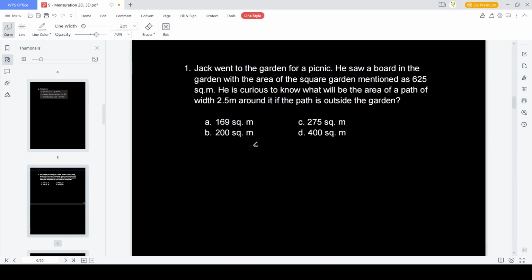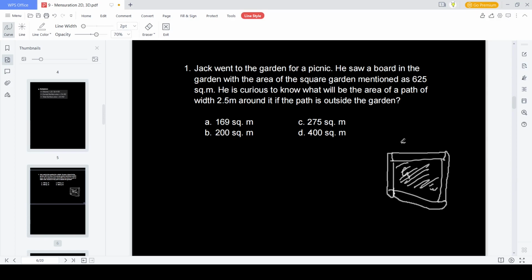So first question: Jack went to the garden for a picnic. He saw a board in the garden with the area of the square garden mentioned as 625. He is curious to know what will be the area of a path of width 2.5 meter around it if the path is outside the garden. So if this is the garden, there is a path around it and outside it. This is the path.